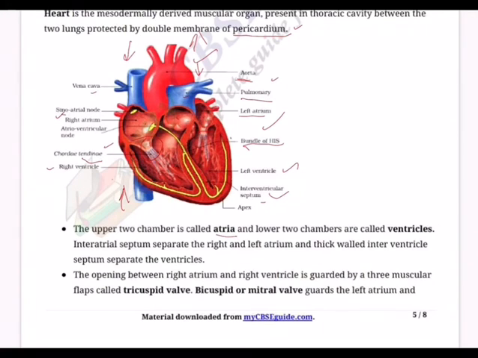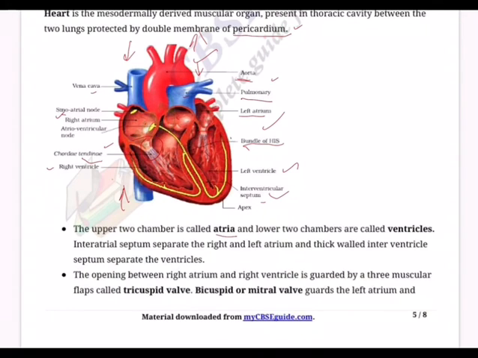So the upper two chambers are called atria or auricles. We said the right auricle and the left auricle. In the left auricle, again pure blood will be there. From the left auricle to the left ventricle blood flows in this fashion. So the left ventricle always contains pure blood. And the lower two chambers are called ventricles.